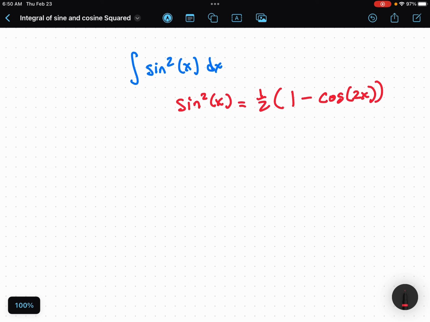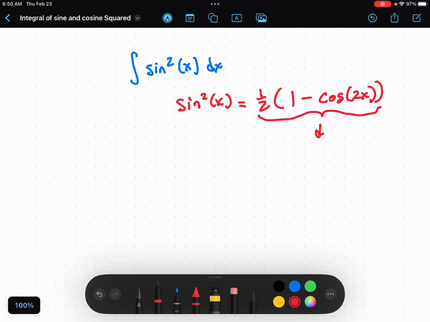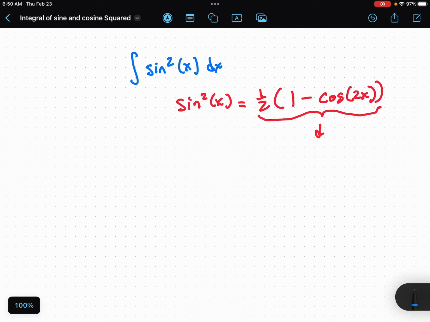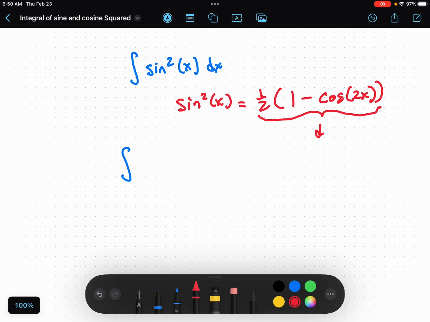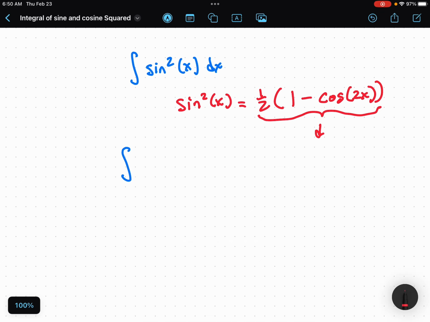And the only way we're going to be able to deal with this indefinite integral is to convert that sine squared of x into something else. Namely, we're going to replace it with this. So we're going to essentially do a u substitution. I'm going to substitute this thing into the integral. So the way we attack this is we write this integral out as the integral of 1/2 times 1 minus cosine of 2x dx.